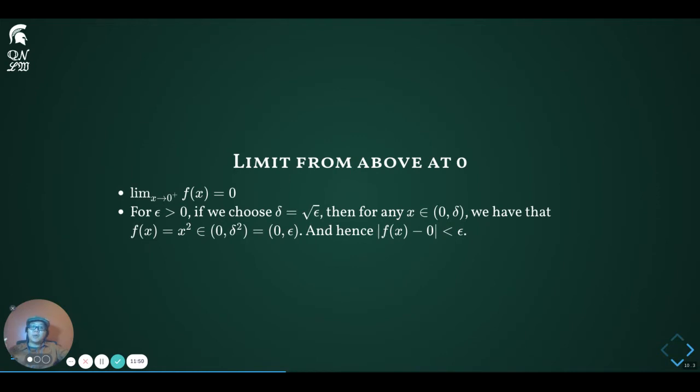The exact same argument, changing the interval from minus delta to 0 to positive delta, shows for us that for any epsilon, we can find the delta such that on the interval 0 to delta, the value of f of x is no more than epsilon.